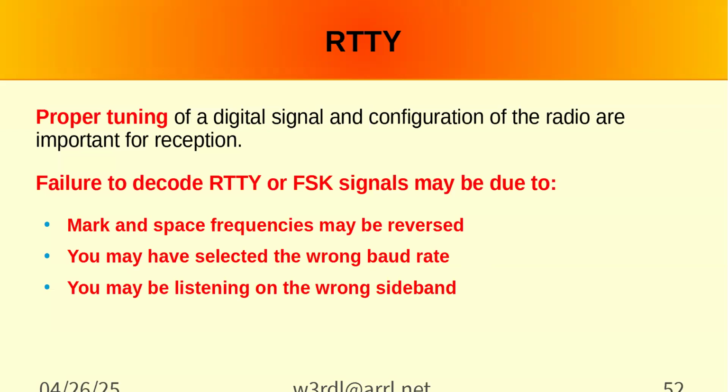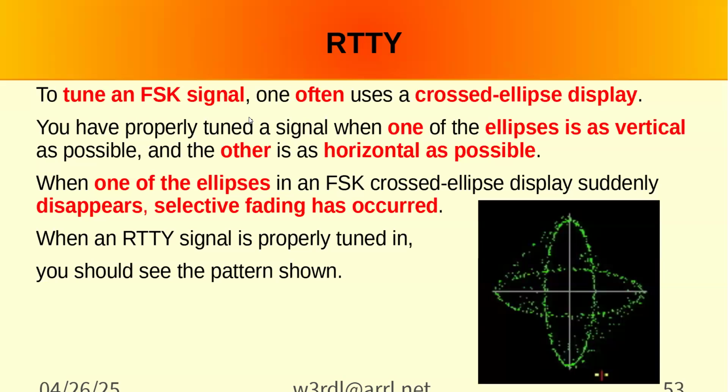If you're not able to decode RTTY or some of the other FSK signals, in the case of RTTY, your mark and space might be reversed. Not sure how you fix that. Is that a setup on the computer? I don't think you can switch it on the radio. That's in the program. Okay. You could have the wrong baud rate, or you could be on the wrong sideband. That's just 3 ways to screw up. There's probably more.